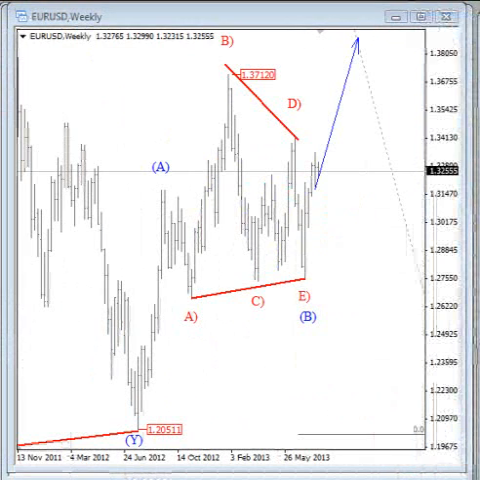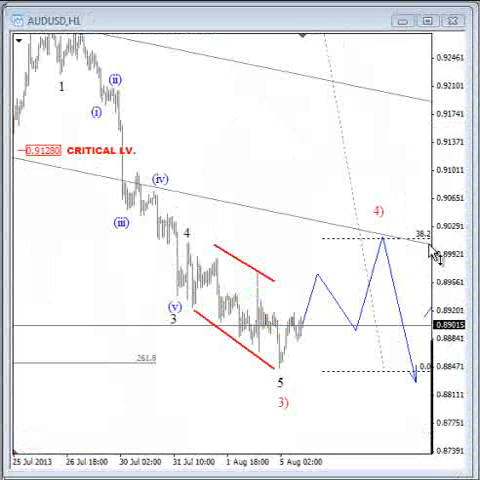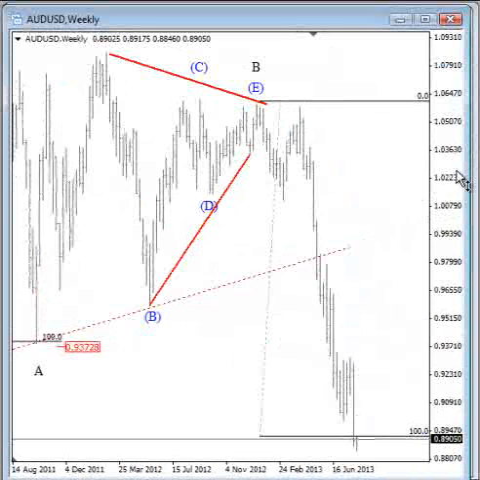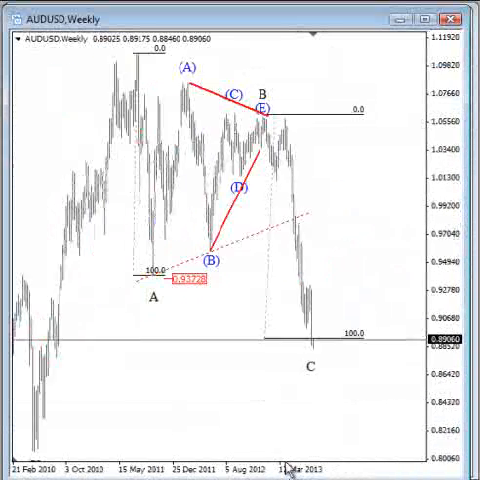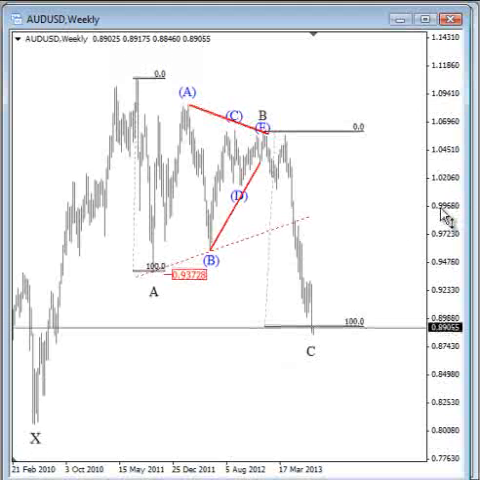Okay, so now let's take a look also at the Aussie dollar. On the Aussie dollar, firstly we will take a look at the weekly chart. It's interesting that the Aussie dollar has been very weak over the past few weeks and months, while the other major currencies were holding quite well against the US dollar. Well, we can see here on the weekly chart that wave C is testing this important level around equality, where wave A equals wave C.